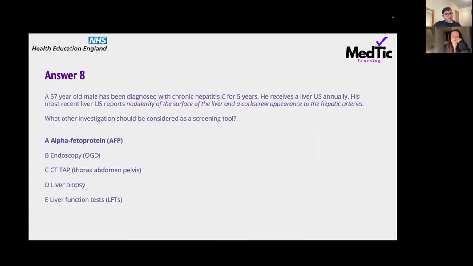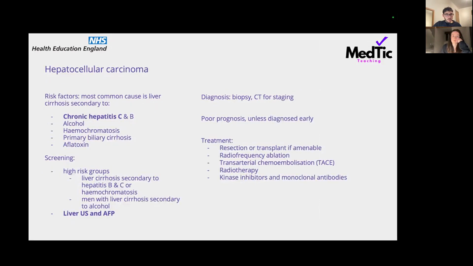Okay, so the answer is alpha fetoprotein. The stem was talking about screening for hepatocellular carcinoma. Firstly, it was important to identify that he was at risk of hepatocellular carcinoma because he had liver cirrhosis, which was shown on the ultrasound findings, secondary to the chronic hepatitis C. The most common causes of hepatocellular carcinoma are liver cirrhosis, secondary to chronic hepatitis C, or alcohol.